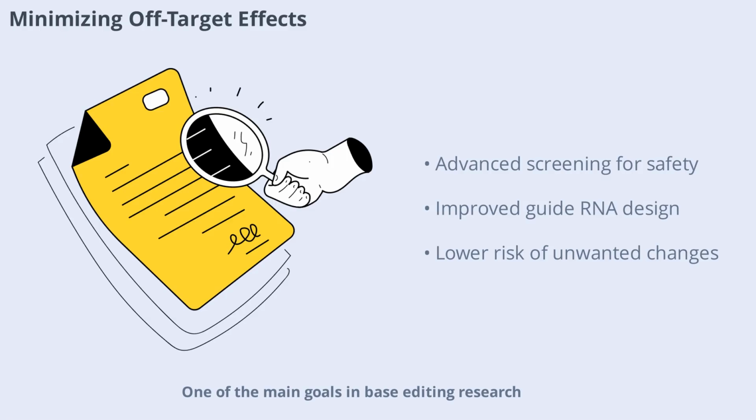applications. One of the main goals in base editing research is to minimize off-target effects, unintended changes to the genome. Scientists use advanced screening techniques to detect and reduce these effects, ensuring that the base editor acts only at the desired site. Improvements in guide RNA design and enzyme engineering have significantly lowered the risk of off-target mutations, making base editing a safer option for genetic therapies.